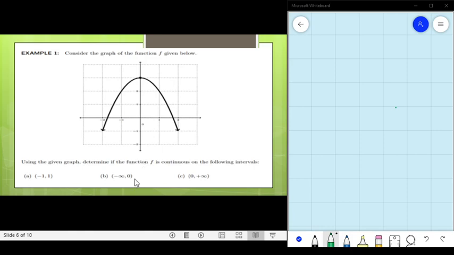Okay, what about the second one? From -infinity to 0. If we trace our graph using our pen, is there a hole or a break? No. So therefore, same as number 1, we can say that f is continuous on the interval -infinity to 0. Okay, what about from 0 to +infinity? Starting from 0 to +infinity, what can you say about your tracing of the graph? It is still continuous, so we can say the function f is continuous on the interval 0 to +infinity.